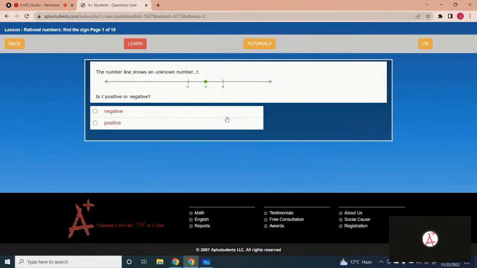T is at the left hand side of the zero, isn't it? So is it positive or negative? Very good. It would be negative because it is at the left hand side of the zero.